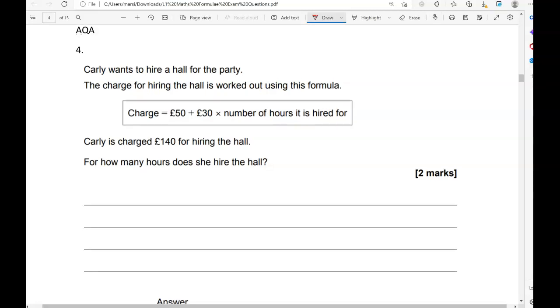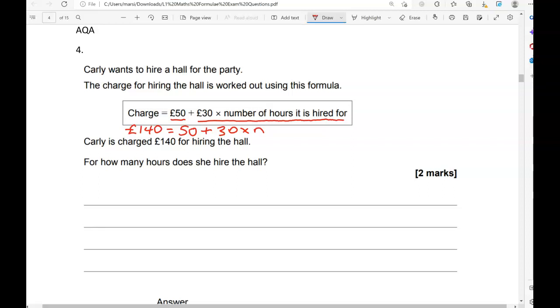So Kylie is charged £140, a cost which is made up of this fixed amount, that is £50, on top of £30 per number of hours that the hall is hired for. 30 times number of hours that we don't know. So that's what we're going to work out. So we're going to reverse the process.